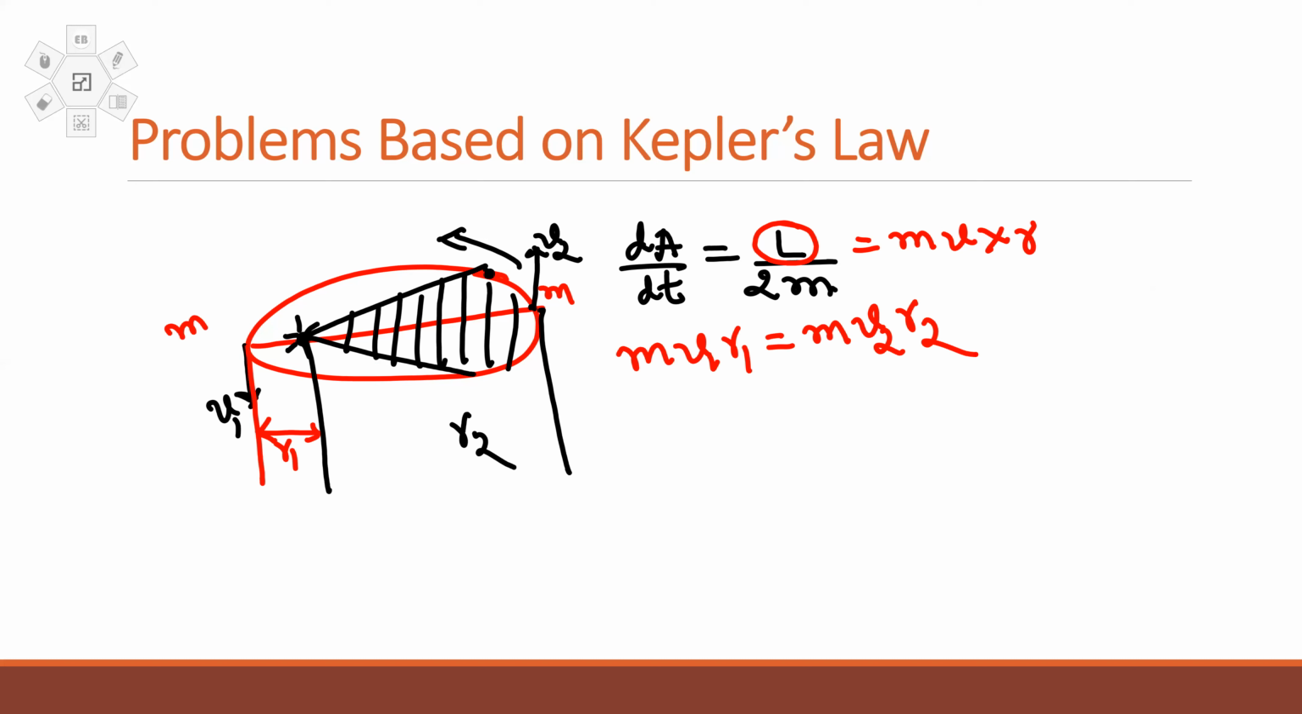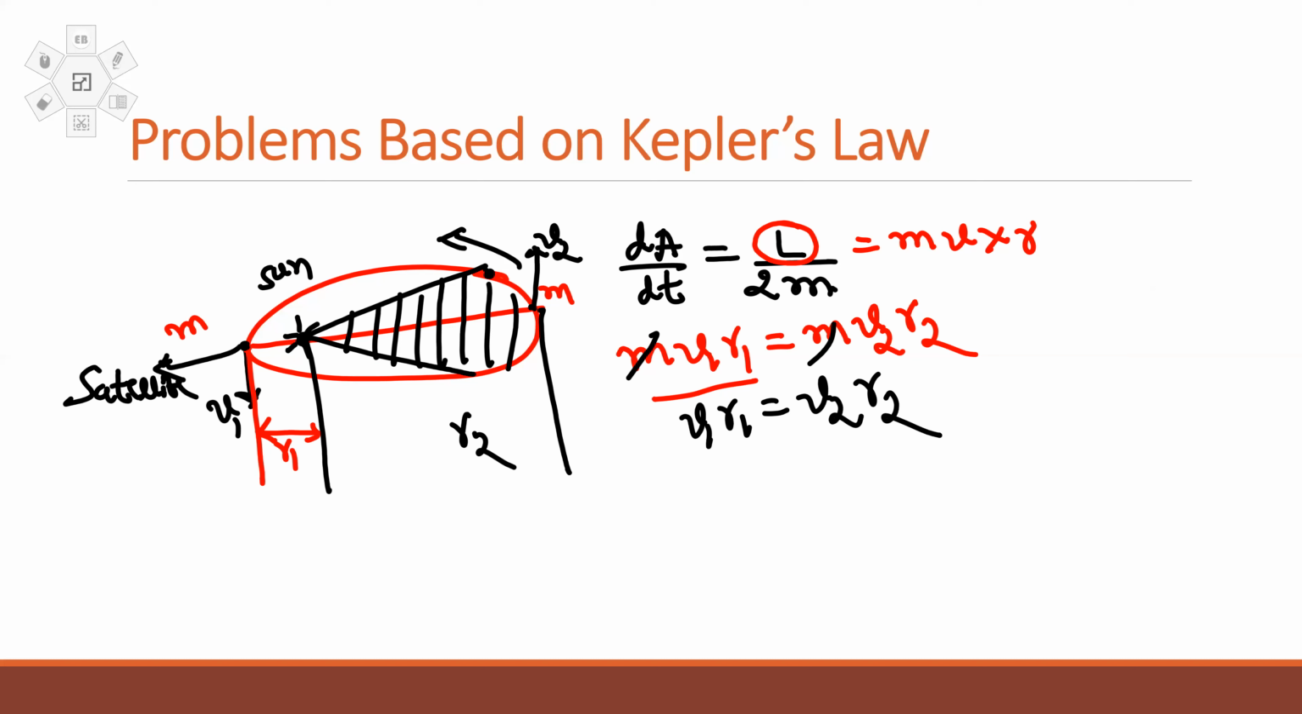Here the sun is here, and the satellite is here. This is the nearer point, and this is the farther. Remember, students, M gets canceled here. V1 R1 equals V2 R2. Sometimes they ask the relation between V1 and V2. In that case, V1 divided by V2 equals R2 divided by R1. That is one thing.